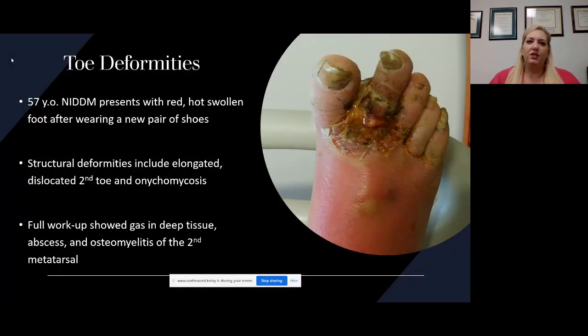Here's a case of a patient that had a toe deformity. He had a hammer toe, and you can see his second toe is a lot longer, so obviously has some nail dystrophy as well. This 57-year-old non-insulin dependent diabetic was admitted to the hospital with a red hot swollen foot after wearing a new pair of shoes. Obviously, the shoes probably didn't fit him well, and so he developed an area of rubbing that became infected. A full workup showed that he had gas in his tissues, abscess, and then unfortunately osteomyelitis of the second metatarsal.